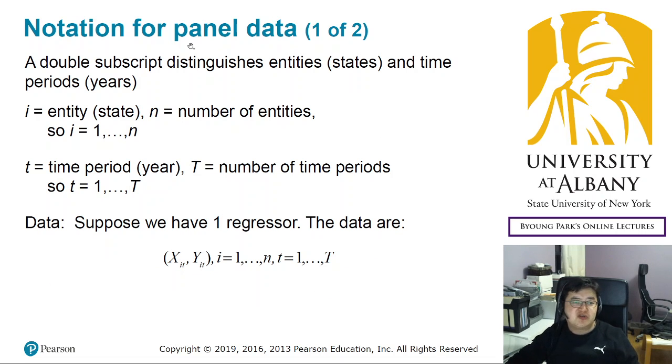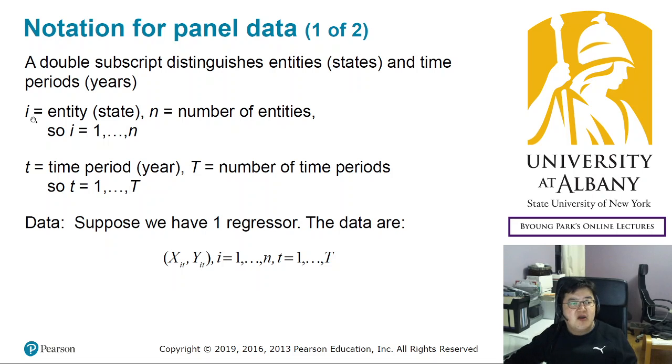And here is the notation. As we have two dimensions, we have to have two subscripts. So there are two indexes. One is for entities, the cross-sectional units, and the other is for the time period. Usually i is for individual or entity, cross-sectional unit, and we usually assume that there are n entities, n individuals. Previously, in the previous chapters, we only considered this dimension, like school districts, or earnings across people at the same time.